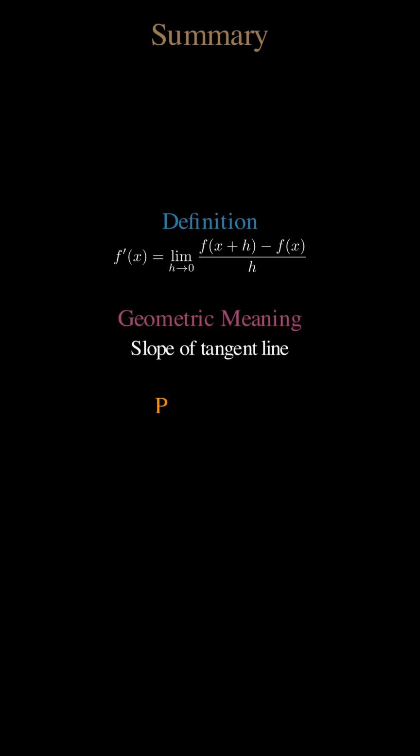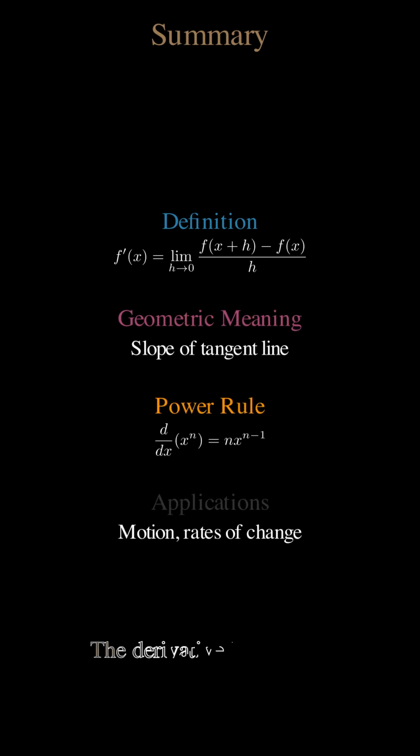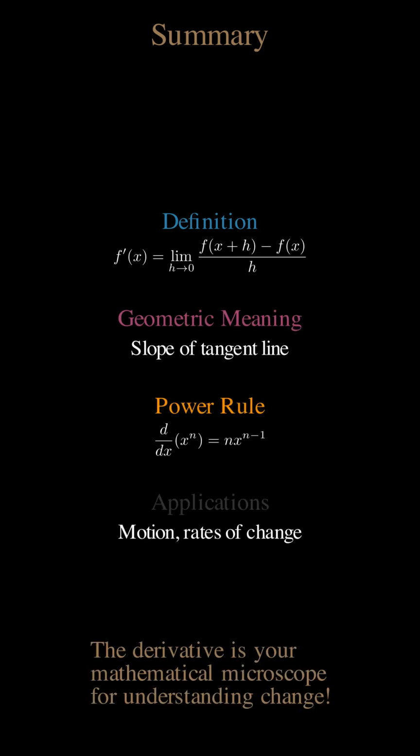Let's recap. Differentiation finds instantaneous rates of change by taking a limit. Geometrically, it gives us the slope of the tangent line. Algebraically, we use the limit definition or shortcut rules like the power rule. And practically, it helps us understand how things change, from motion to growth to optimization. The derivative is your mathematical microscope for understanding change. Master it, and you unlock the power of calculus.